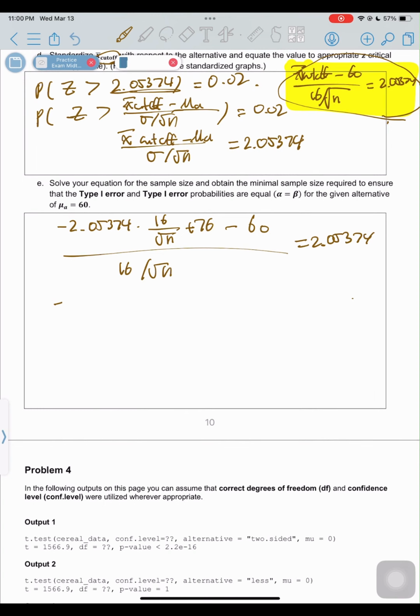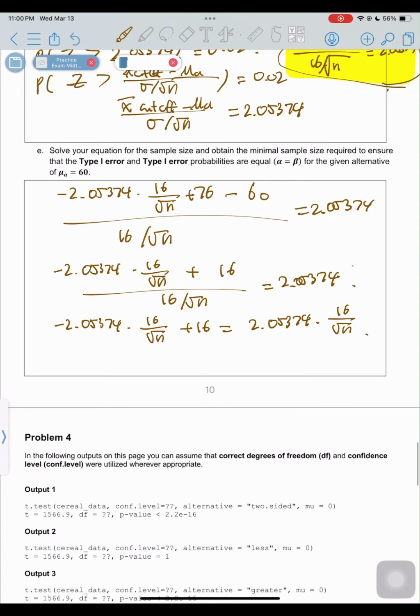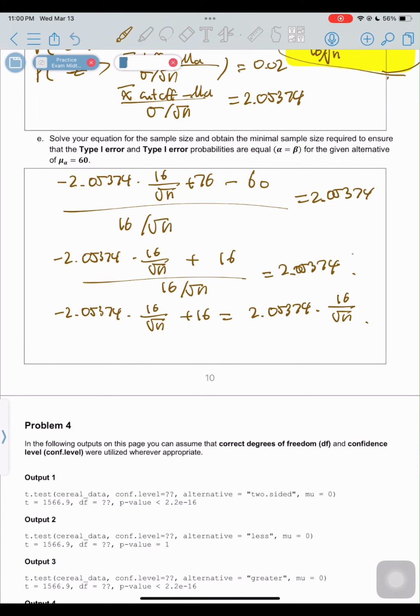Okay, cool. So that becomes negative 2.05374 times 16 over square root of n plus 16 over 16 square root of n is equal to 2.05374. Lovely. Negative 2.05374 times 16 over square root of n plus 16 is equal to 2.05374 times 16 over square root of n, because we're multiplying the 16 over square root of n on both sides. Now we can move that, so 16 is equal to 2.05374 times 2 times 16 over square root of n.